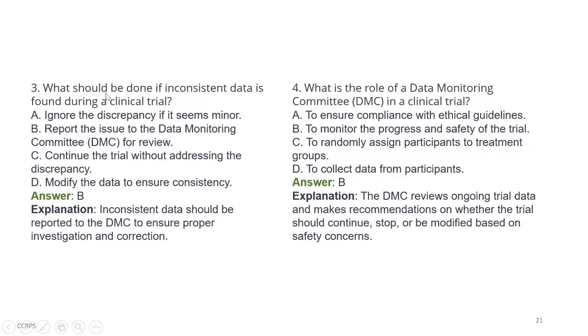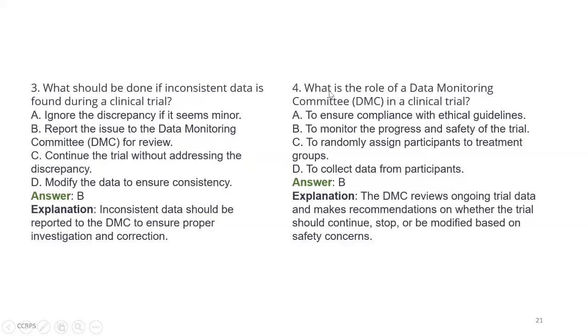Question 3: what should be done if inconsistent data is found during a clinical trial? The most appropriate answer would be B, report the issue to the DMC, Data Monitoring Committee, for review, as inconsistent data should be reported to the DMC to ensure proper investigation and correction.